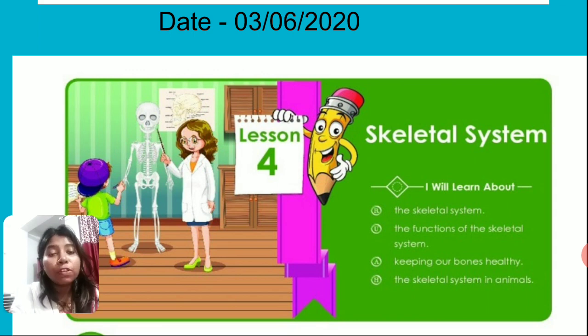At first we will read the objectives, and then we will discuss the skeletal system. Let's see the objectives. First, the skeletal system: what is a skeletal system? Second, the functions of the skeletal system. Third, keeping our bones healthy: how we can keep our bones healthy. And the last one is the skeletal system in animals.